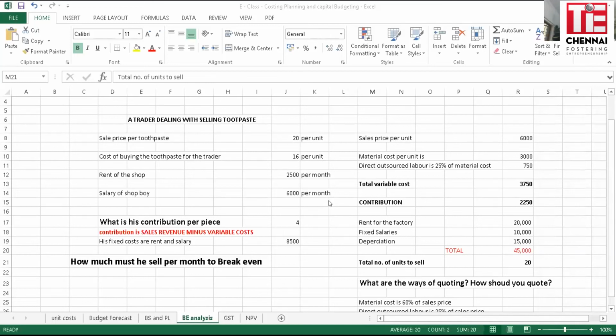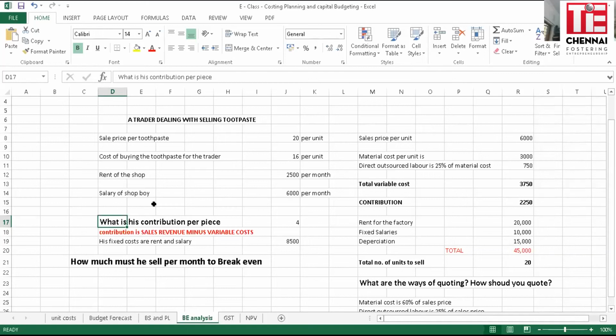Rent of the shop is 2,500 and salary of the shop boy is 6,000. Now, first, I'm asking the first question where my bullet is. What is his contribution? The word contribution is a new word I'm introducing here, and it is nothing but your revenue per unit minus your variable cost. Very simple, I repeat: your revenue per unit minus your variable cost. Why do I call it contribution? Because it is this difference, the revenue minus variable cost, which contributes towards your fixed costs. And therefore the word contribution.